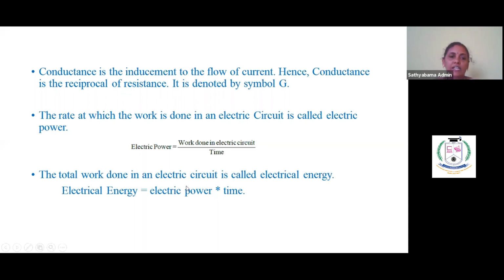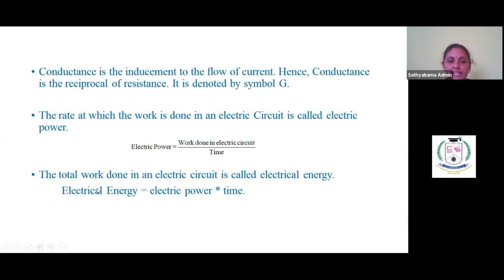Next is the power. The rate at which the work is done in an electric circuit is called electrical power. So electrical power is equal to work done in the electrical circuit divided by time. Now this power can also be defined as the product of voltage and current. The unit for power is watts.